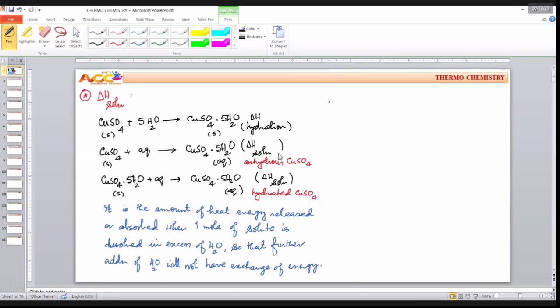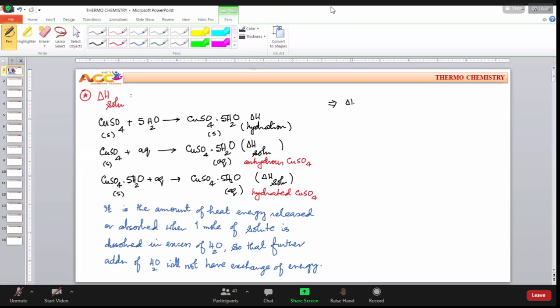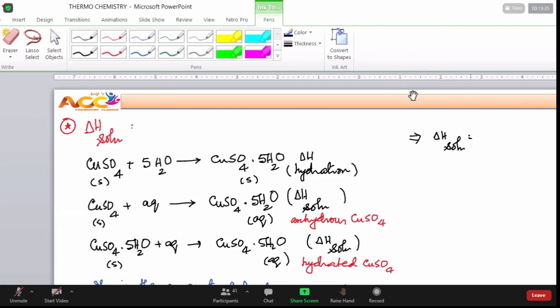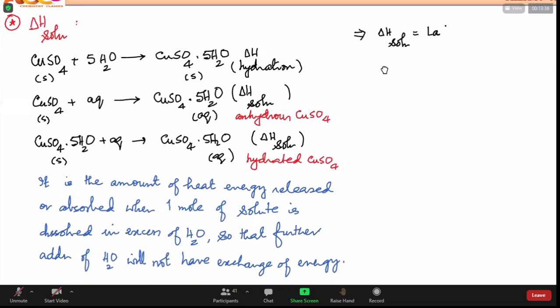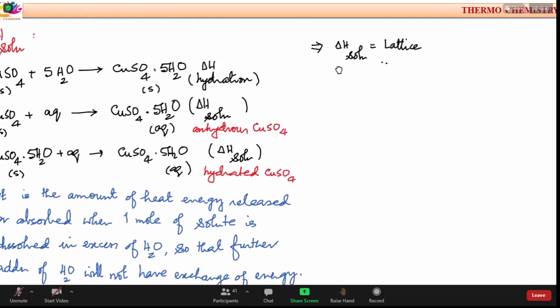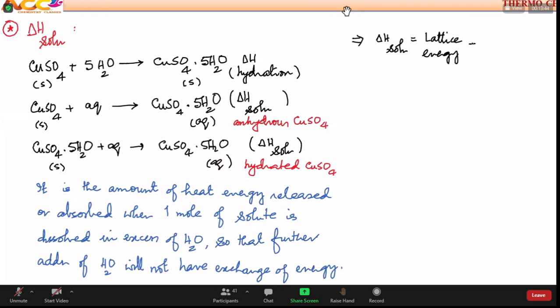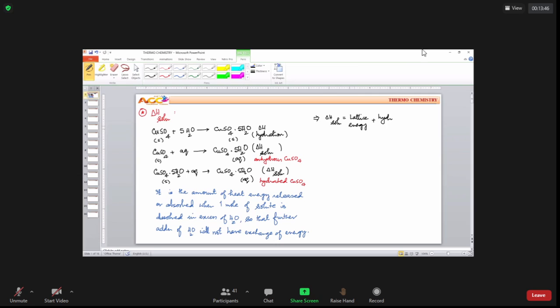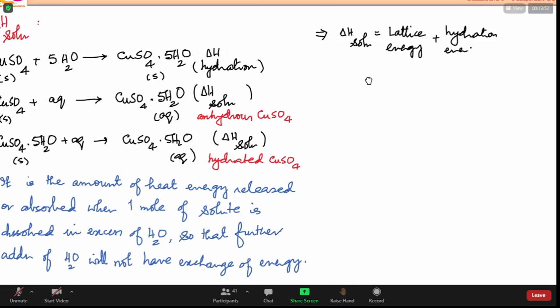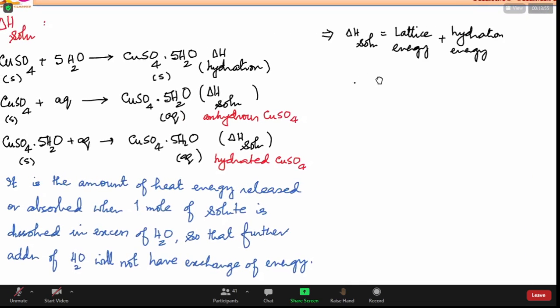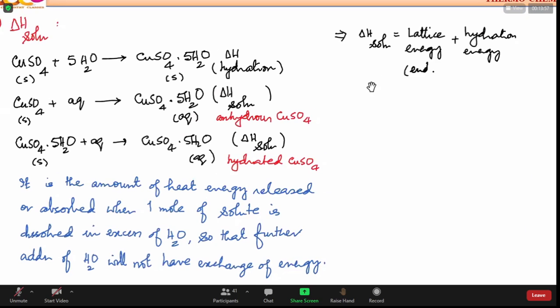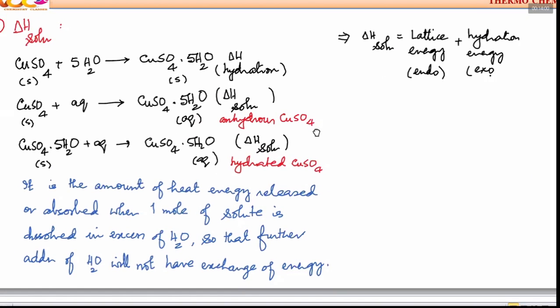Let me write the conclusions here. You might have done all these things in the Born-Haber process. Born-Haber cycle, right? What is that? Enthalpy of solution is equal to lattice energy plus hydration energy, not heat of hydration. This is different. Yesterday we defined something known as hydration energy.